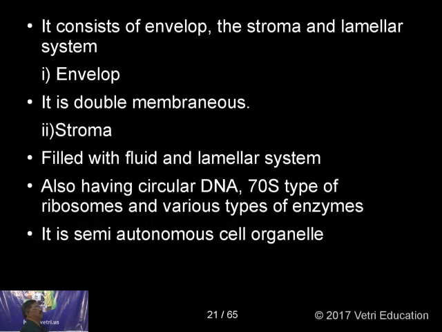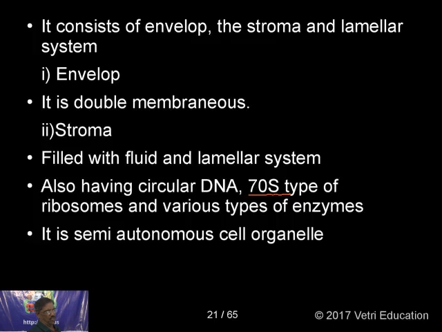Now, the structure of the chloroplast. It consists of an envelope, the stroma and lamellar systems. There is an outer cover, inside is called the stroma, and inside you can have a number of lamellar structures. The envelope is double membranous, and the stroma, that is inside, is filled with fluid and the lamellar system, and also has circular DNA, 70S type of ribosomes and various types of enzymes.